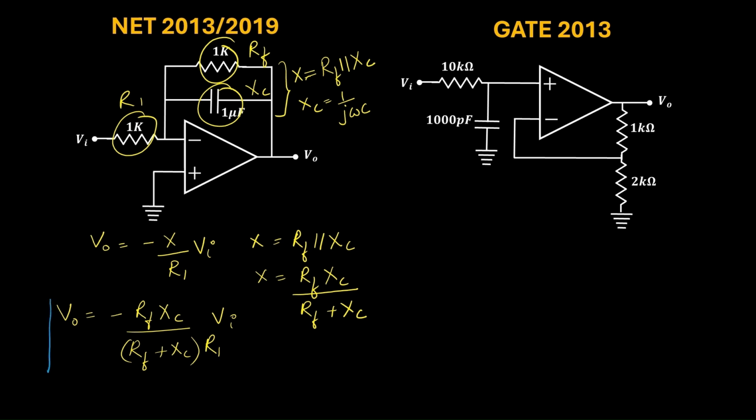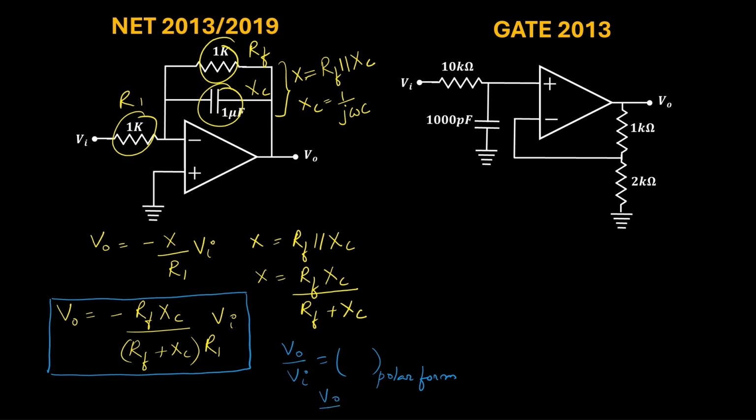Now, depending on what is asked in the question, suppose they are asking about the phase difference, then you have to derive this expression V naught by Vi and convert it into the polar form. If they are asking about the gain, then you can take the magnitude, and this will be equal to the closed loop gain. Now let us come to the next circuit.